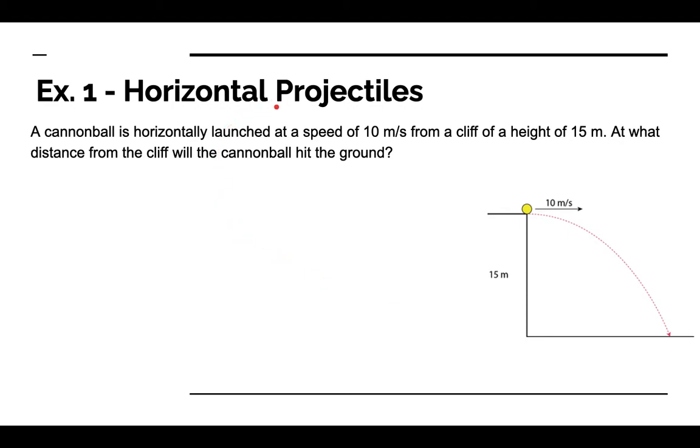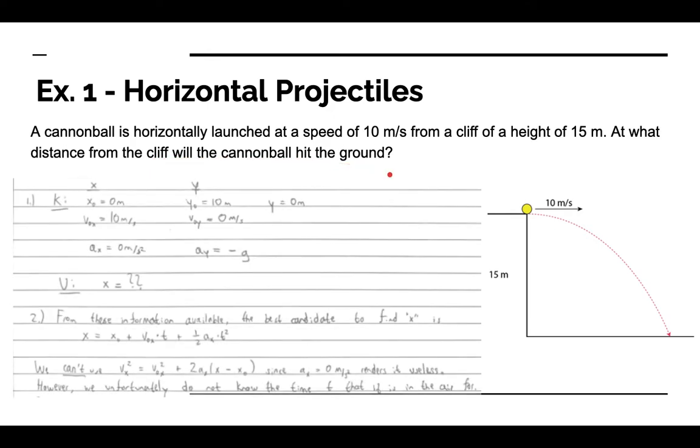Example 1 with horizontal projectiles. A cannonball is launched horizontally at a speed of 10 meters per second from a cliff at a height of 15 meters. At what distance from the cliff will the cannonball hit the ground?